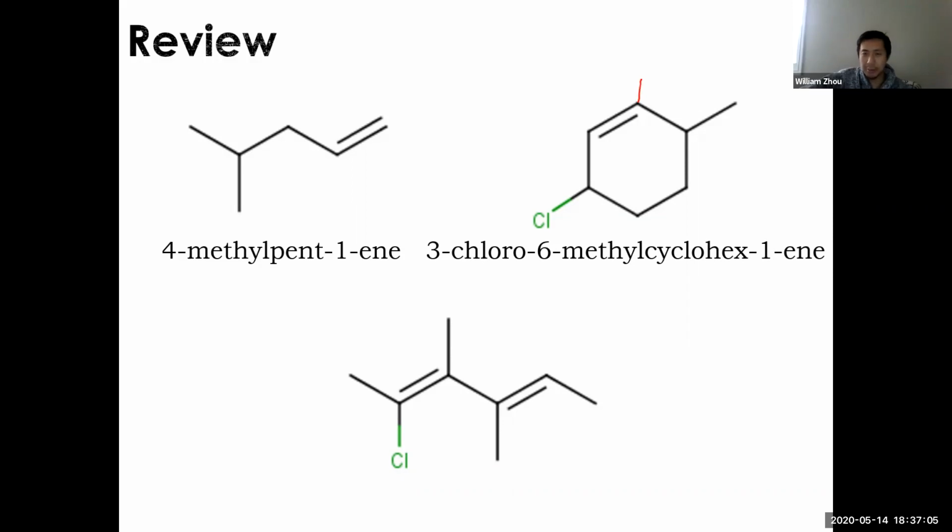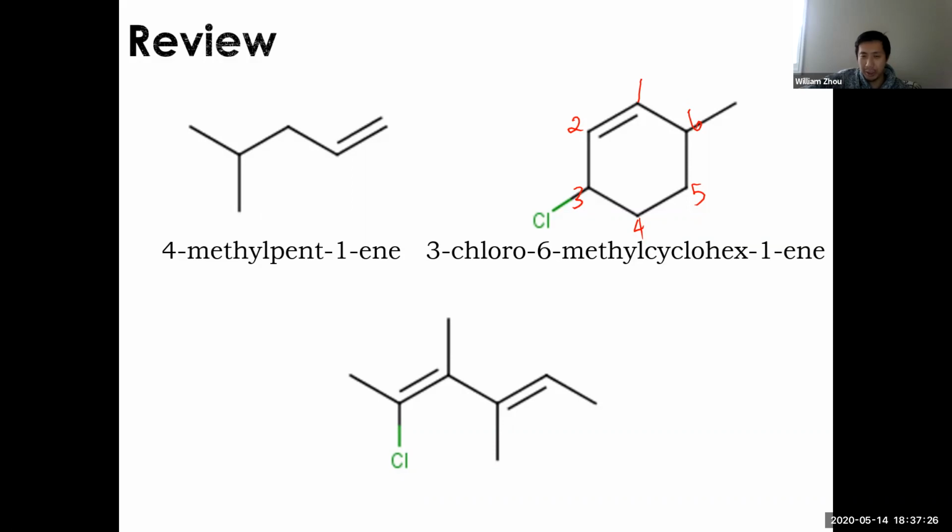That being carbon number 1. So 3-chloro, 6-methylcyclohexene. So that would be 2, this one will be 3, this one will be 4, that will be 5, and that will be 6. Now why is this the best one?